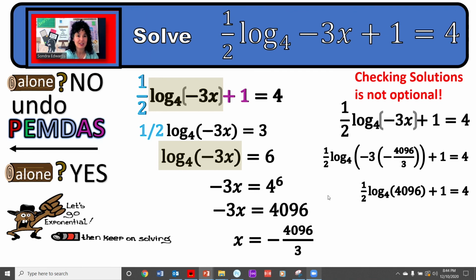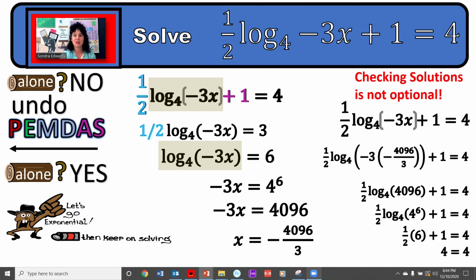I went ahead and just threw in an extra property because we might as well practice those. 4,096 is 4 to the power of 6, right? We already knew that way back there. And when those bases match, all of that goes away. So the answer to log base 4 of 4 to the 6th power is just 6. So we have 1/2 times 6 plus 1, and half of 6 is 3, plus 1 is 4. So it turns out that yes, that is our final solution.